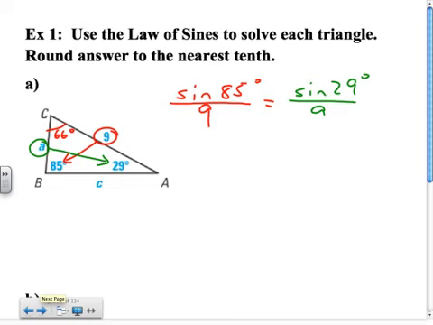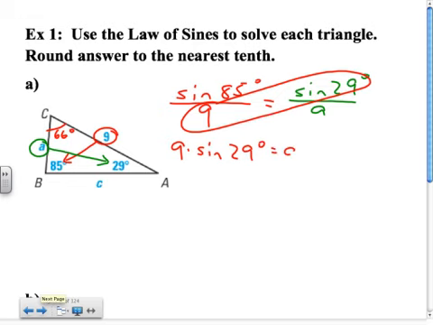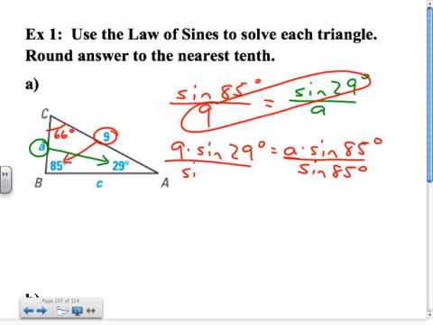And now it becomes a very simple cross multiply and solve. I cross multiply this way, so I have 9 times sine of 29 equals A times the sine of 85, and I'm just going to solve this right now without getting a decimal at all. I need to get A by itself, so I know I have to divide both sides by the sine of 85 degrees. Now these are going to cancel, so all I'm left with on the right hand side is A. So I have already solved for A.